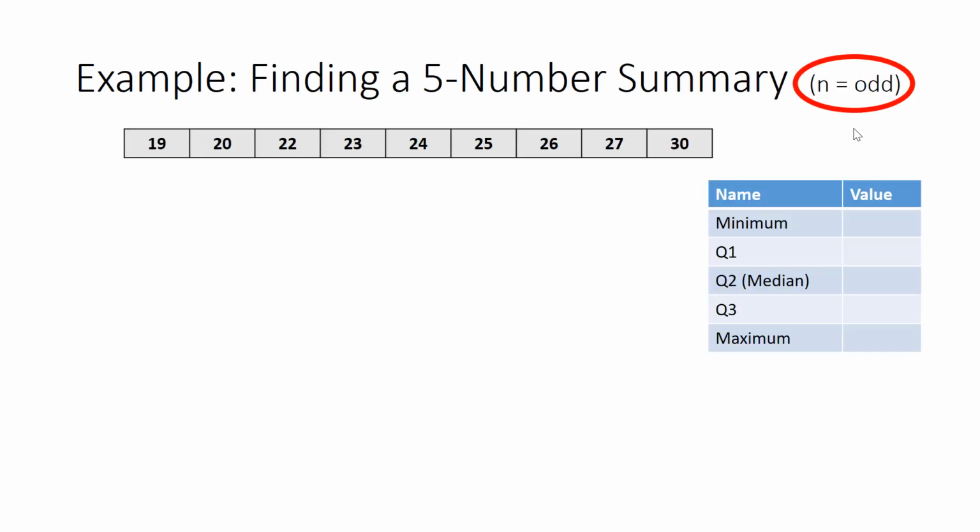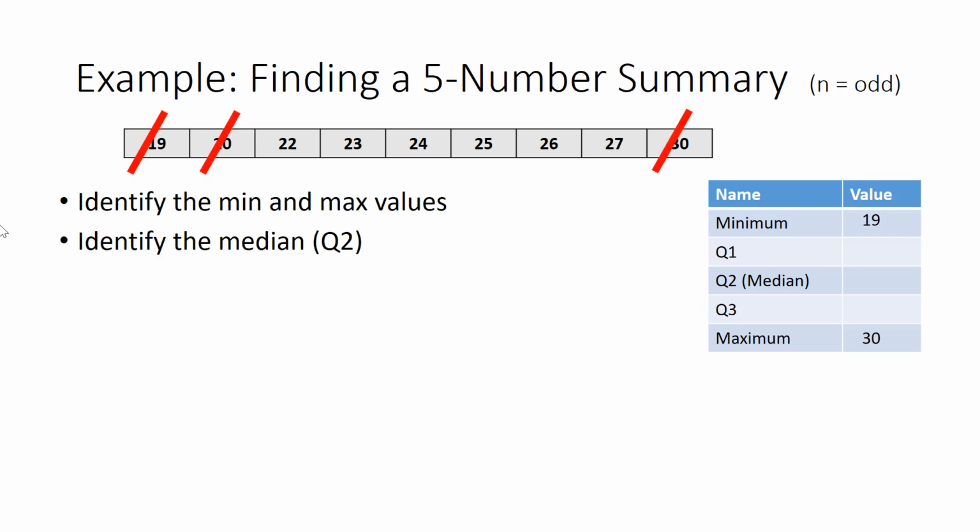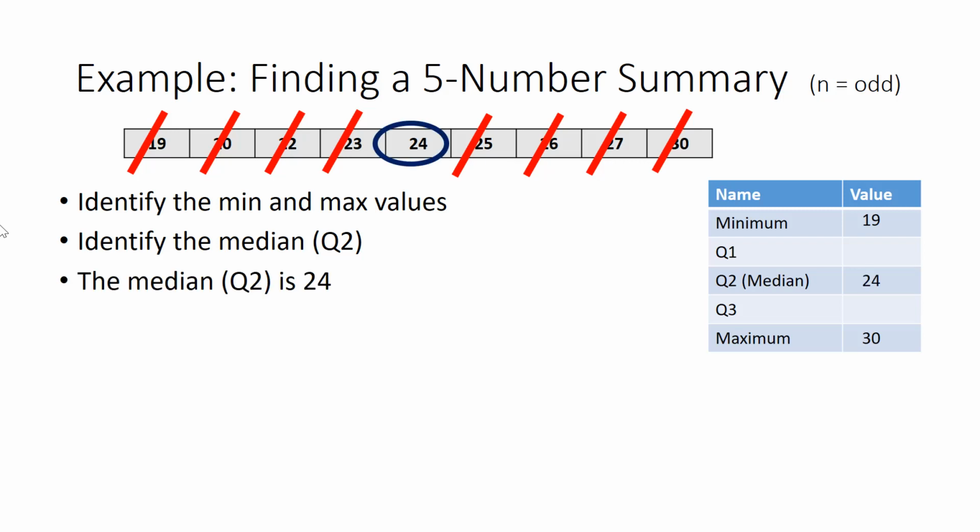So again, we're going to work with an odd number of data points. As you can see, I've numbered here the data set. It's already in order for us, so we don't have to put it in order, but we have 9 data values instead of 10. So again, we first identify the min and max values. That's not any different from what we did before. Then we identify the median by, again, crossing out extreme values until we reach the center. This time, we only have one number in the center, so our median, or Q2, is 24. So far, the process has been identical to the one with the even number of data points.